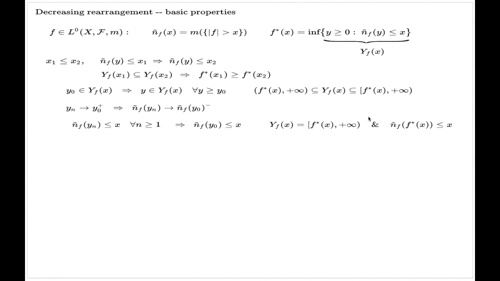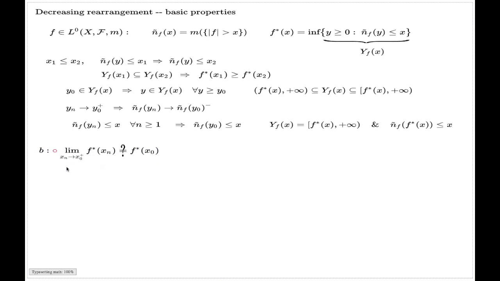Right. Now, the next property that you have to know about the decreasing rearrangement is the fact that the decreasing rearrangement by itself is a right continuous function. That's something which we're going to prove. So if you have a sequence xn which approaches x0 from the right hand side, you will have the corresponding limit for the values of the decreasing rearrangement function.